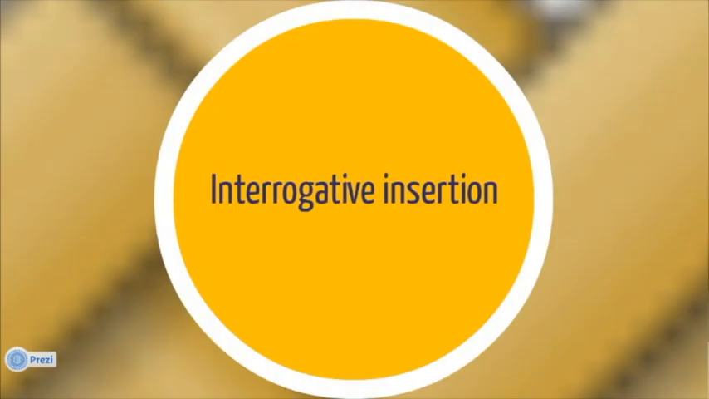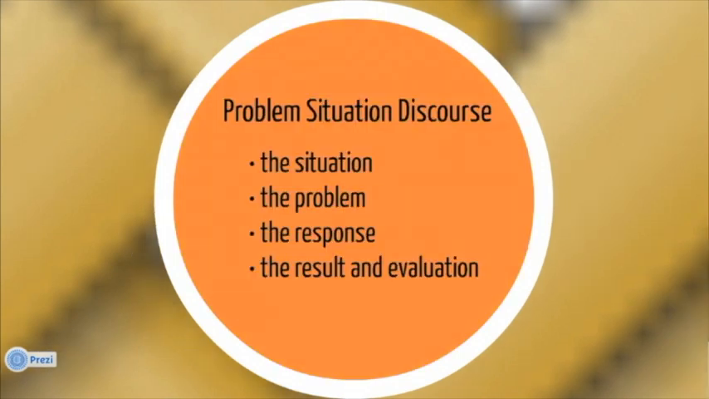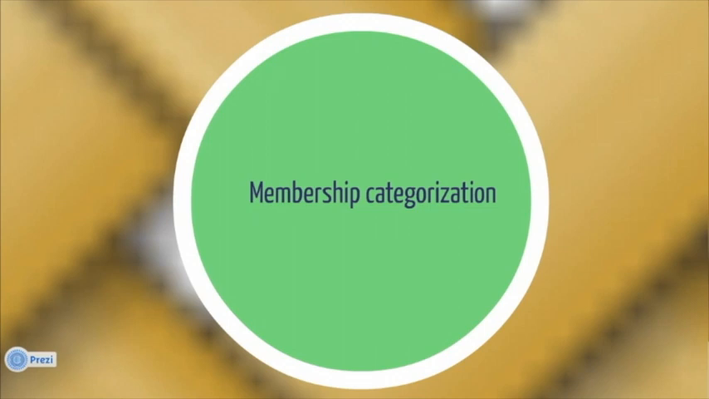Qualitative analysis of text documents. First, we have interrogative insertion. You question the data, you revise it. Questioning the data improves the research because it corrects the wrong information presented. Second, is the problem-solution discourse. Problem-solution discourse develops interrogative insertion by investigating more closely the implications of statements, the situation, the problem, the response, the result, and evaluation. Third, we have membership categorization.